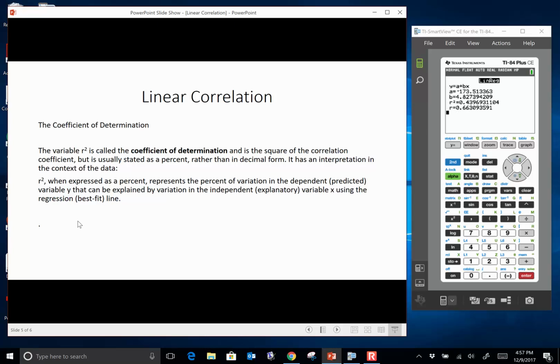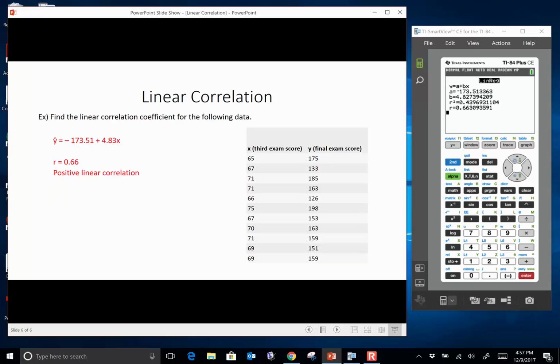R squared is a percent. It represents the percent of variation in our y values that is explained by our x values. It's much easier if I explain this with our example. So we see that r squared is 0.4, I'll round it to the second place, so 0.44. What that means is 44%. So here's what that interprets.